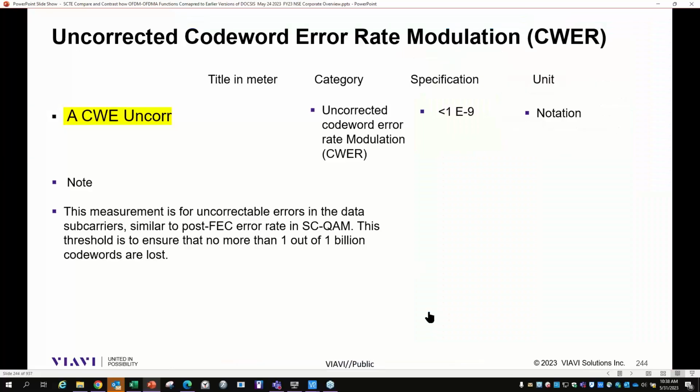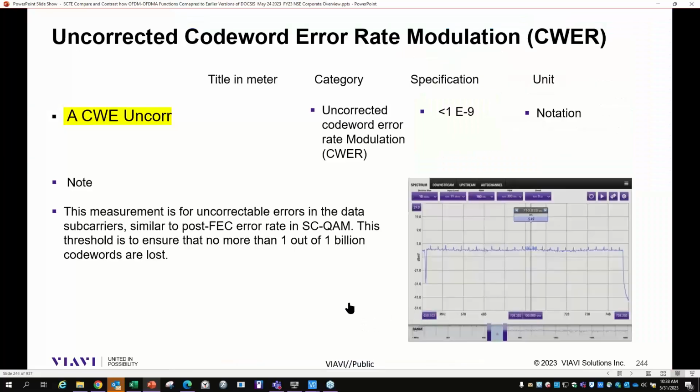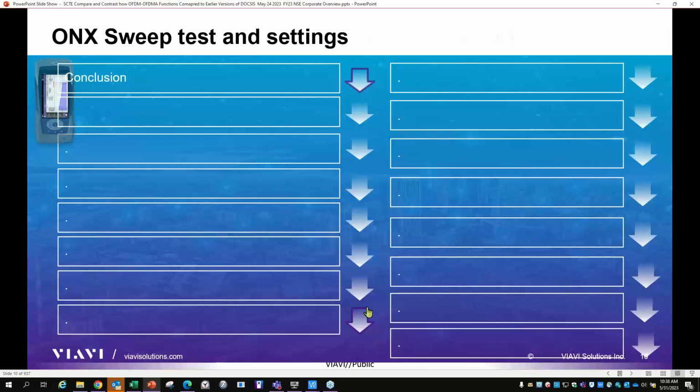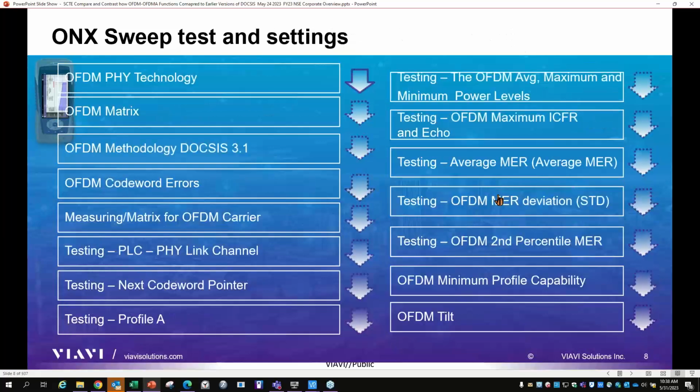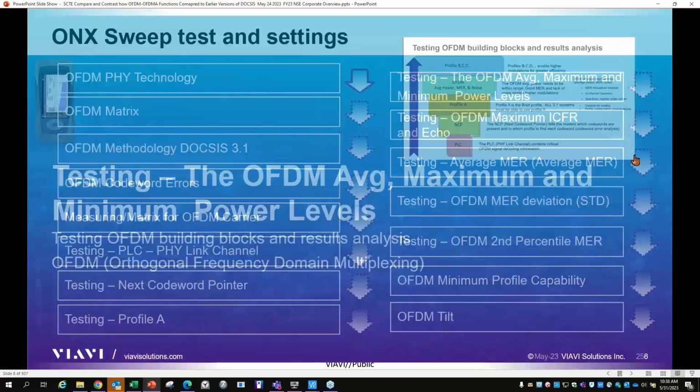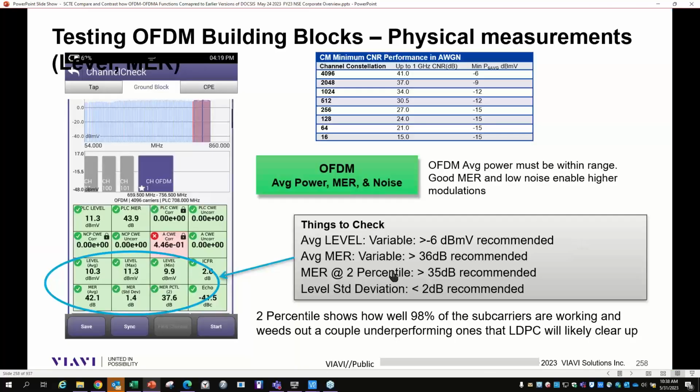Let's go ahead and go to the profile. Excuse me, I think that was. Okay, let's go look at the levels themselves, right?